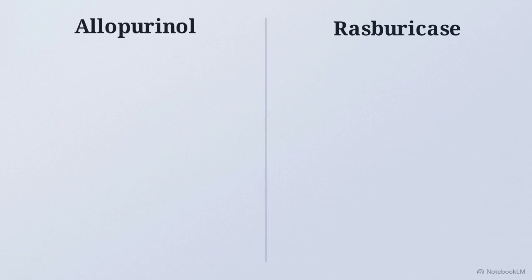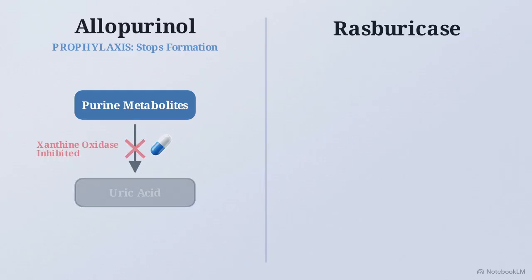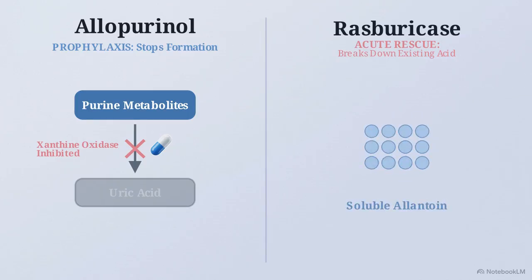Pharmacologically, you must differentiate between 2 agents. Allopurinol, a xanthine oxidase inhibitor, blocks the formation of uric acid, making it purely prophylactic. Rasburicase, a recombinant urate oxidase, breaks down already established uric acid, making it the acute rescue therapy.